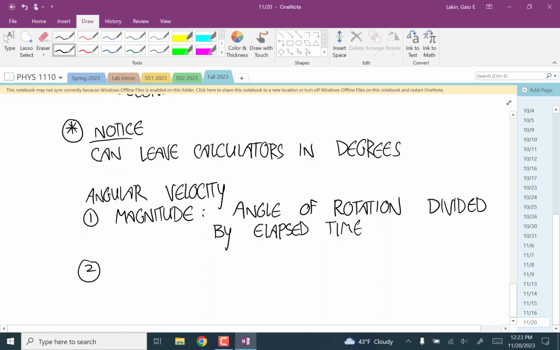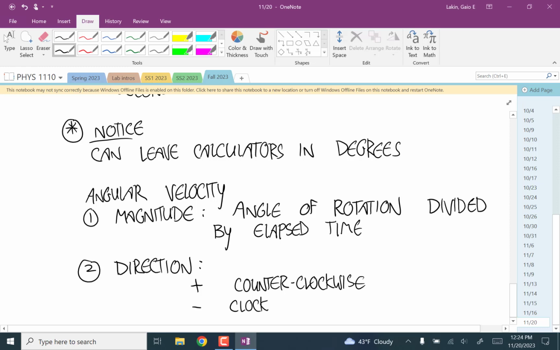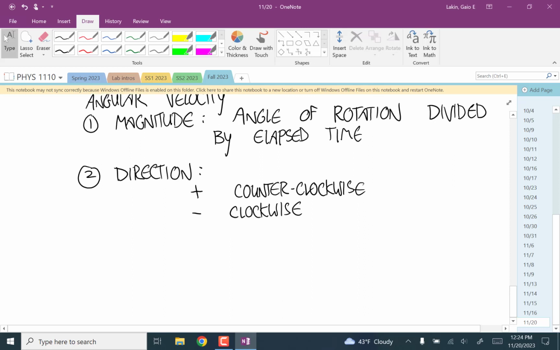And its direction is given by the sign. Positive means a counterclockwise rotation. If you could choose this for yourself, you'd probably choose positive to be clockwise, but notice we didn't get to choose. Positive is counterclockwise. And negative is clockwise. So let's see how this works.